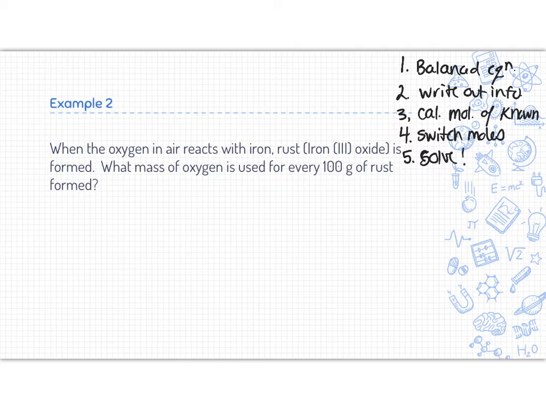All right, so our first step, we need a balanced equation. It wasn't given in this question, sorry. Oxygen in air reacts with iron to form iron 3 oxide. Remember, iron 3 means Fe3+, it's combining with O2-.